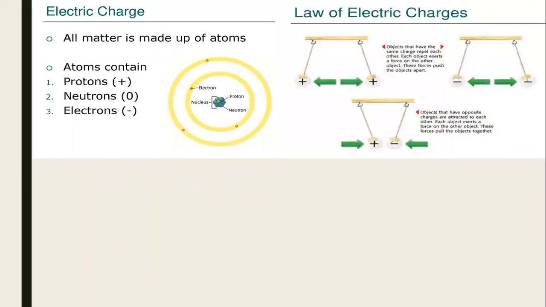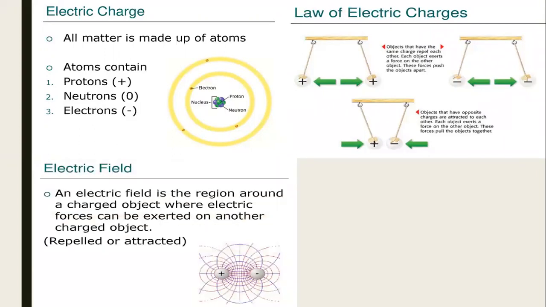Objects that have the same charge repel each other. Objects that have opposite charges are attracted to each other. Each object exerts an attractive force on the other object. The area around the charged object where the electric forces, either repulsion or attraction, can be exerted on another charged object is known as electric field.